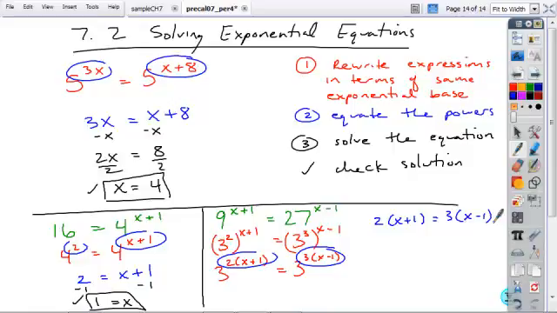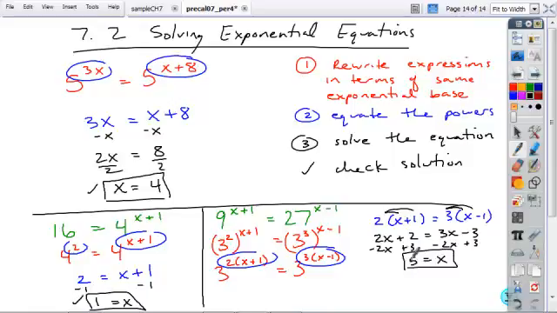And once you equate the powers, you can then solve the equation. It's still a linear equation here, so we distribute our 2, get 2x plus 2, distribute our 3, 3x minus 3, and solve our resulting equation. So combine all the x's on one side, move the constants over to the other side. So we get 5 is equal to x.